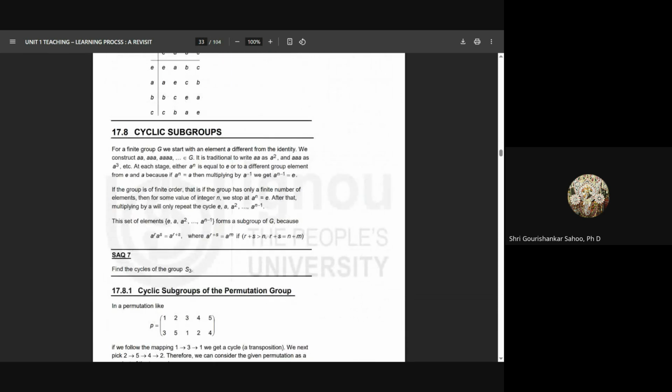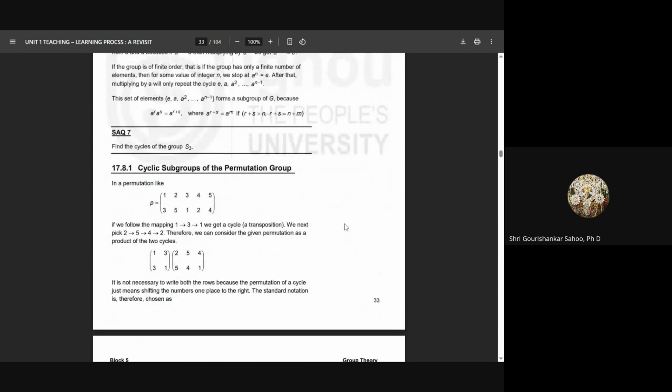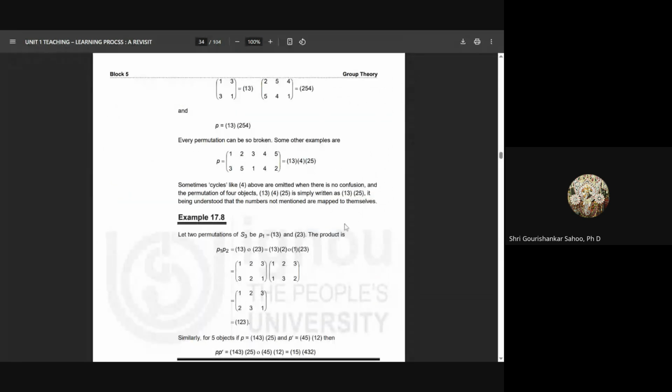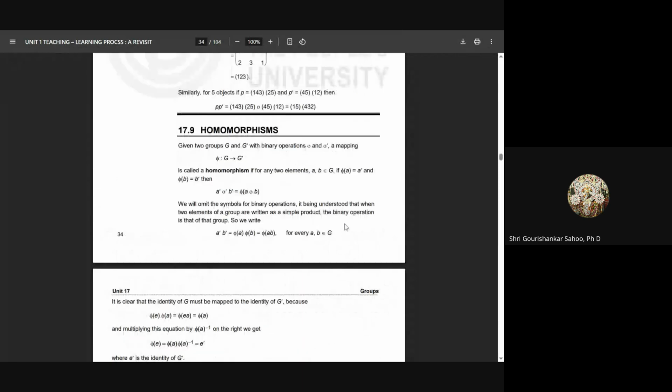Then cyclic subgroups. In a permutation like P equals 1, 2, 3, 4, 5, 3, 5, 1, 2, 4 in a matrix form, you can see you can get a cyclic transposition. So this forms a cyclic subgroup or permutation group. Okay. Then homomorphism. Given two groups G and G dash with binary operation, a mapping phi such that G tends to G dash is called homomorphism if for any two elements a, b belongs to G, phi(a) equals a dash and phi(b) equals b dash.